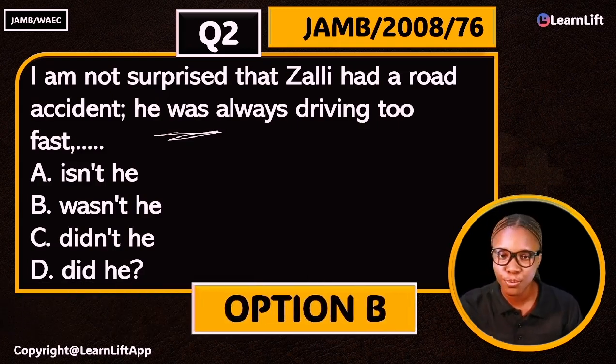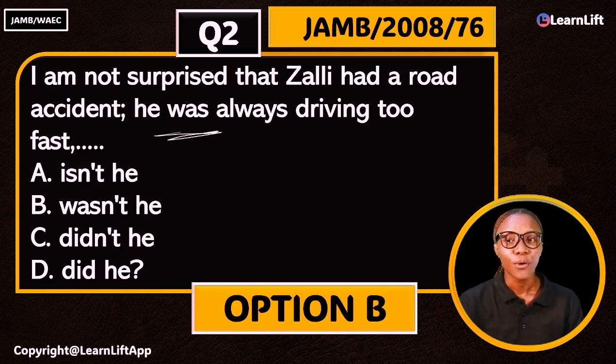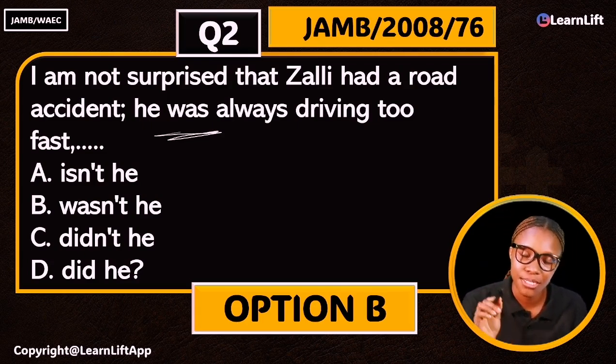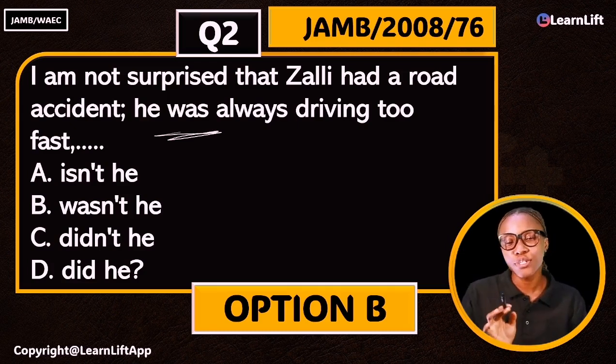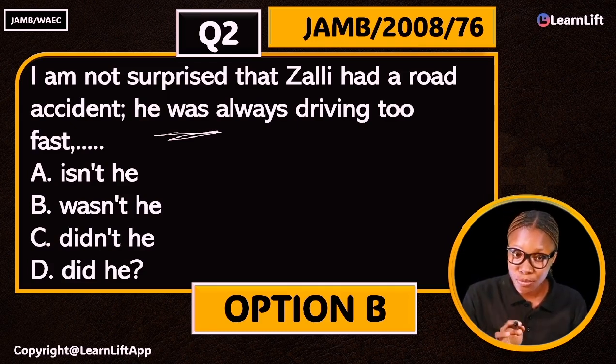Because first of all, it corresponds with the verb in the positive statement, and we are obeying the rule. Going by rule 1 of question tag, once there's a positive statement, the question tag should be negative. So we've got our positive statement, good and fine, and the corresponding question tag is wasn't he. I hope you're following. Good.